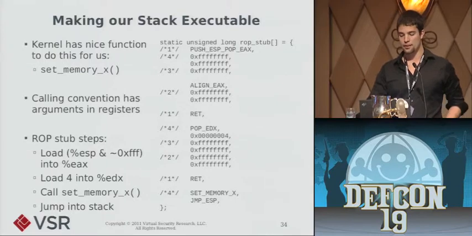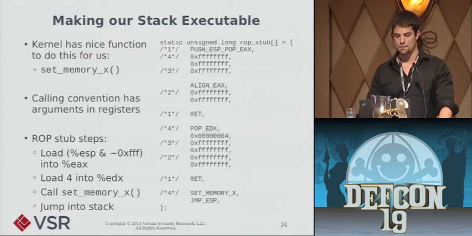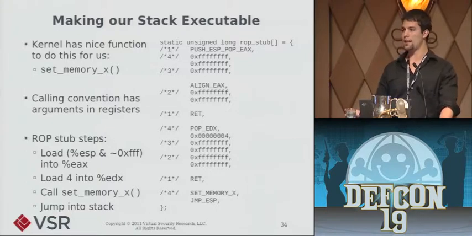So what the ROP stub does is first, we load the stack pointer, which points into the stack that we want to mark executable, into the EAX register, because that's the first argument register to this function. We'll align it to a page boundary, because set_memory_x will cry a little bit if you don't have things page aligned. Then I just chose arbitrarily to mark 4 pages from that point, putting that into our second argument register, which is EDX, and return into set_memory_x, which is just going to mark the soft IRQ stack executable. From that point we can return into a jump ESP instruction, at which point execution will jump into the soft IRQ stack and start running our code.